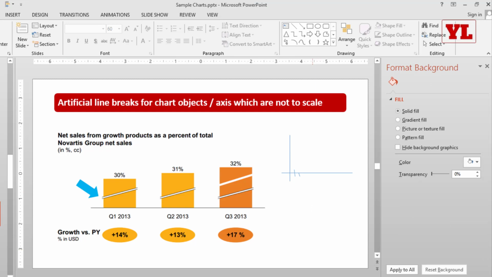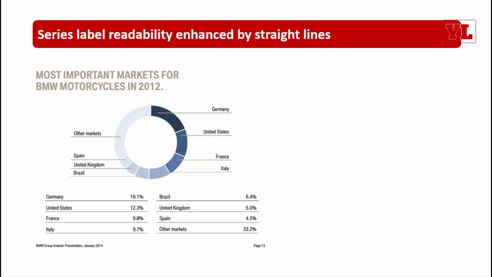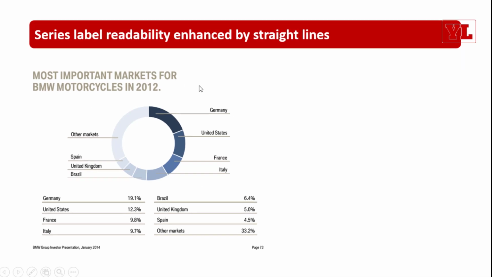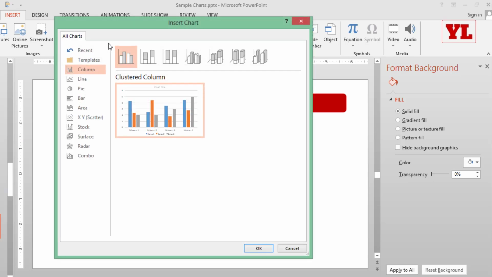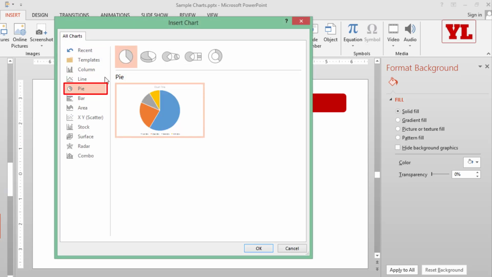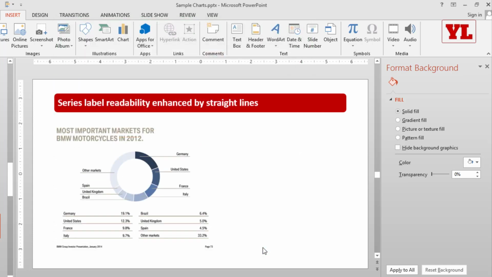Now, time for the next trick. Next aesthetic trick is the leader lines. Now, what are leader lines? Well, if you are making a donut chart, or for that matter a pie chart also, I'm going to go to charts and pick pie. In 2013, they have classified donut under the category of pie. So I make a dummy donut chart.